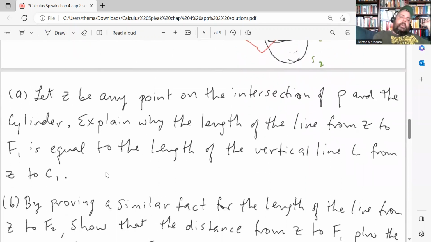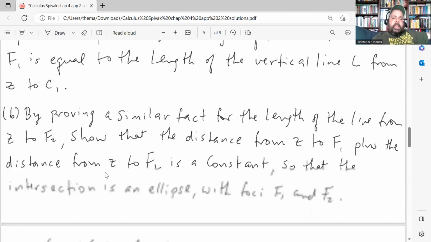Part A says, let Z be any point on the intersection of P and the cylinder. Explain why the length of the line from Z to F1 is equal to the length of the vertical line L from Z to C1. Let's do that first, and then we'll take a look at part B after.